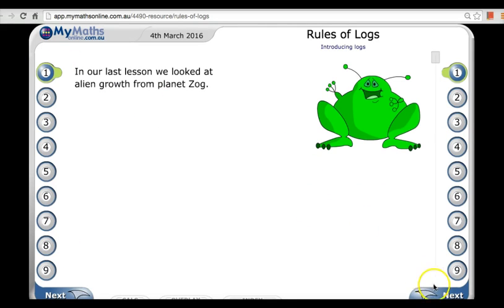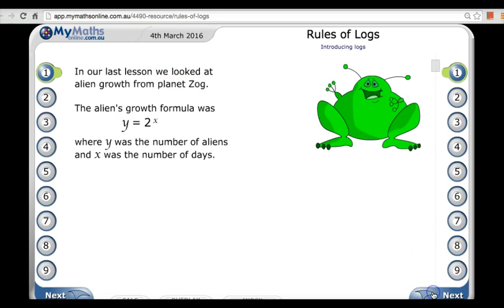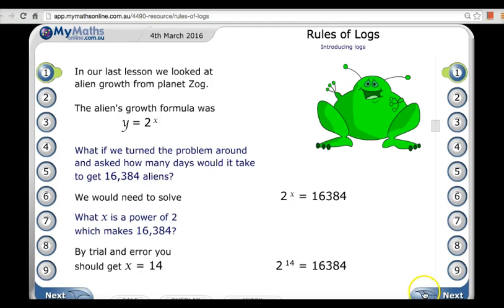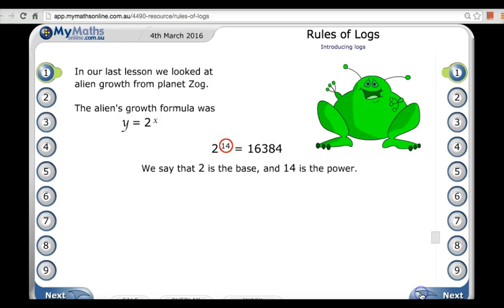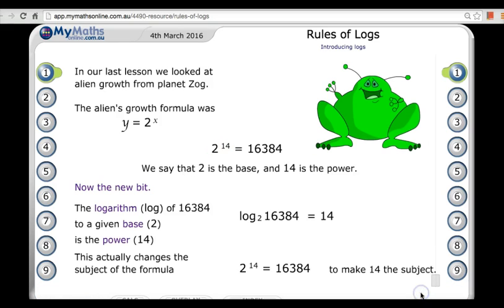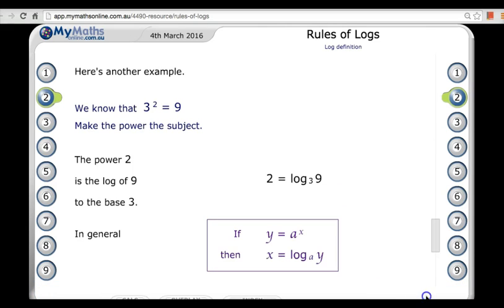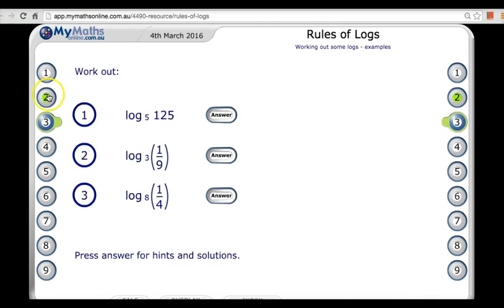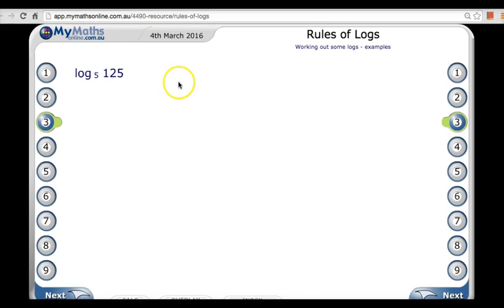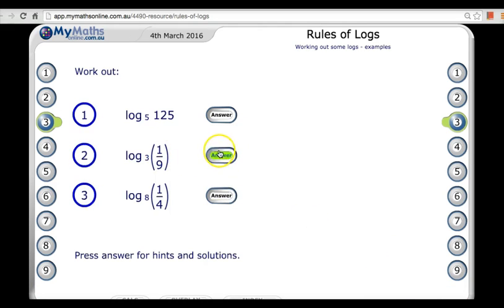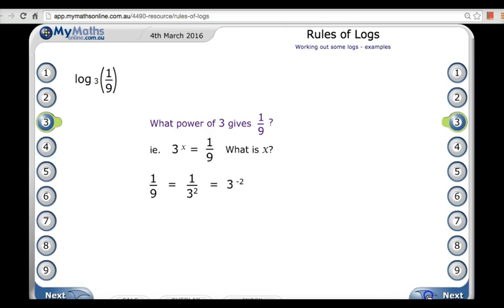You can click on the first bit and it refers back to the exponential growth of this alien, for example, and it introduces why logs are used. I think you should work through this, because people were asking today, why do we have logs, etc. So just work through each thing, pressing the next button, and it goes through all the different rules of logs. And so 5 to the power of what is 125, and if you're not sure of what the answer is, you can click on answer and it does work solutions for you.